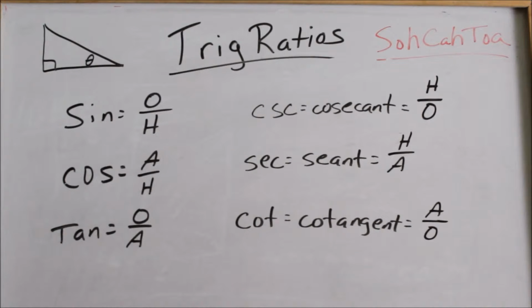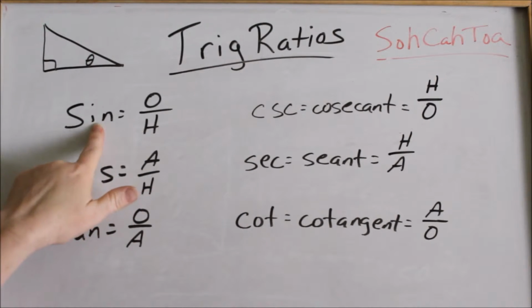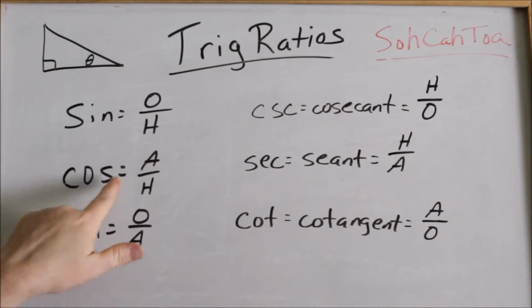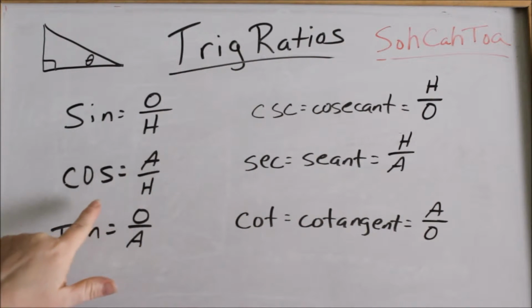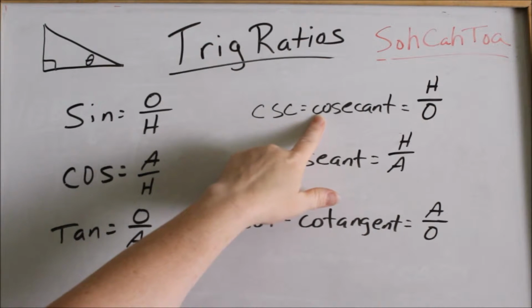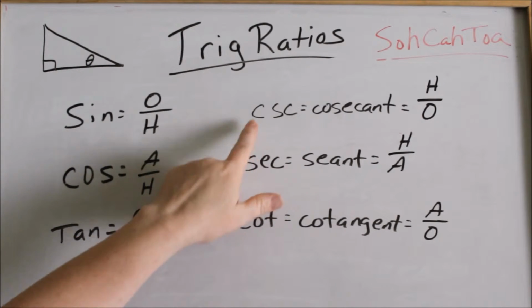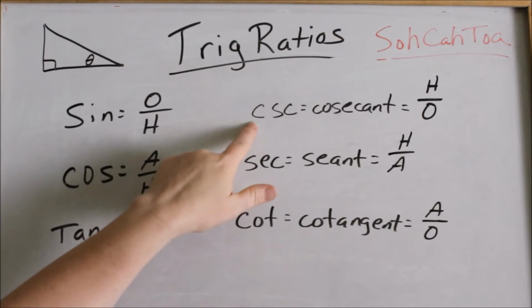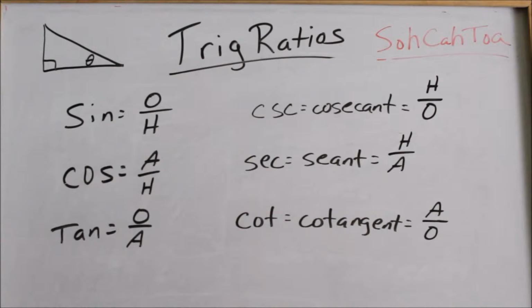The way that I remember which ones are reciprocals of each other: the S's do not go together. Sine and secant are not reciprocals of each other. Cosine and cosecant are not reciprocals of each other. The co and the co do not go together. So it's the S goes with the C and the S goes with the C. So the S's and the C's are the ones that are reciprocals of each other. That's how I can always remember it.